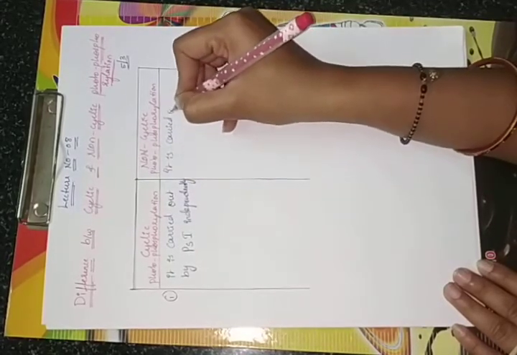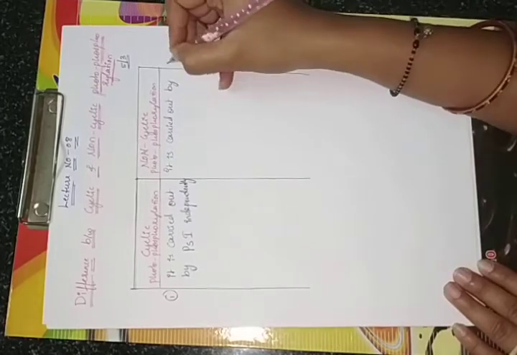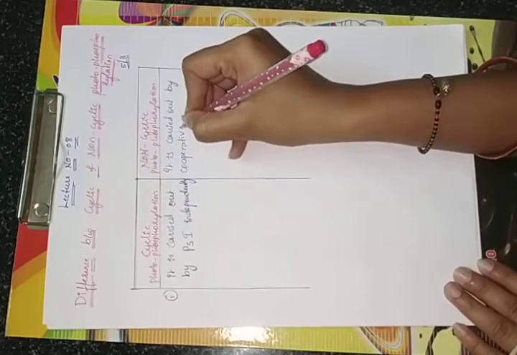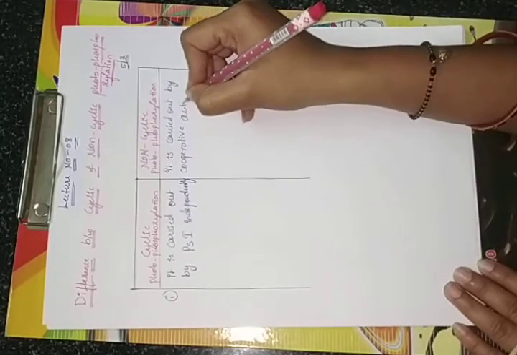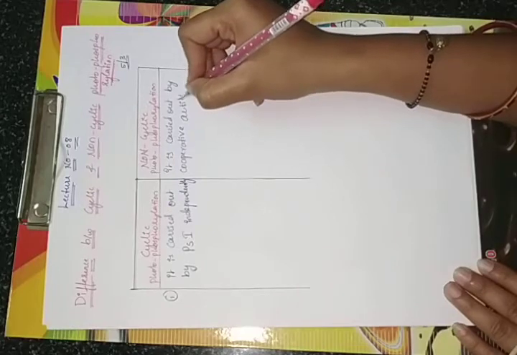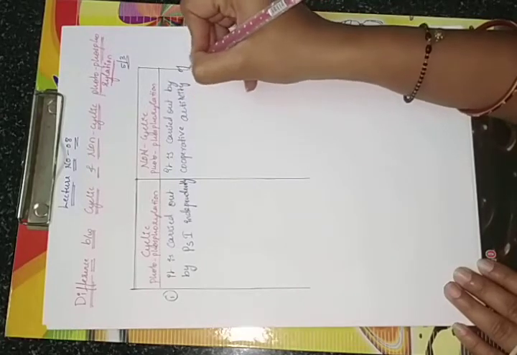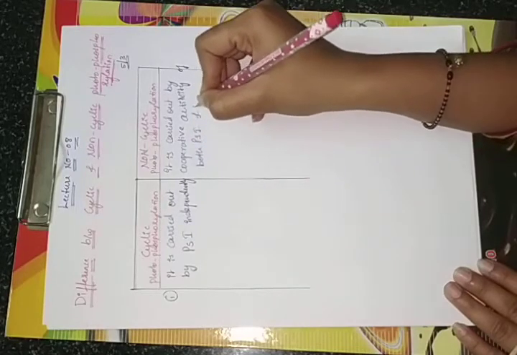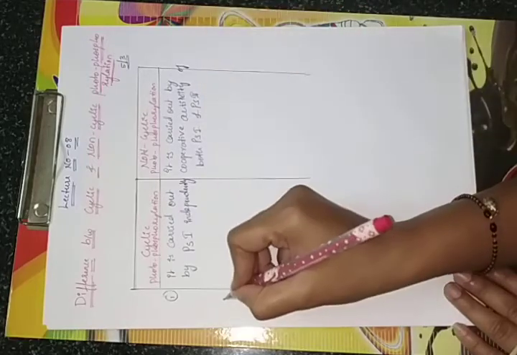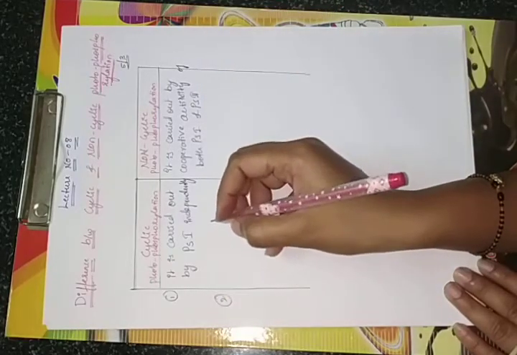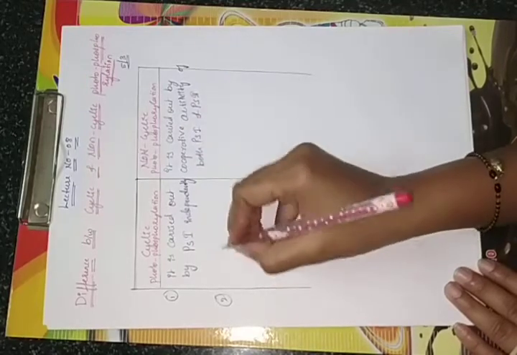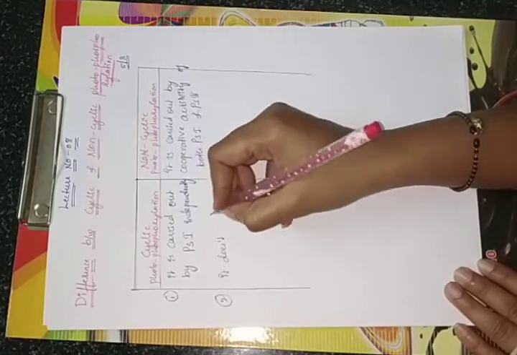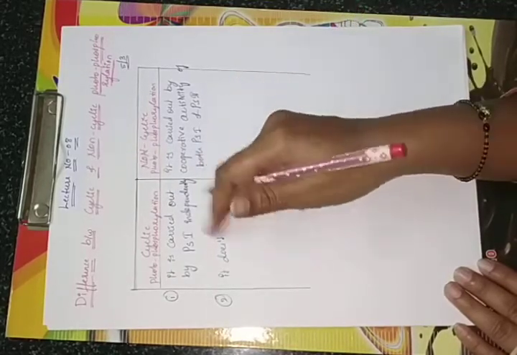It is carried out by cooperative activity of both PS1 and as well as PS2. This is the first one. Second one, cyclic doesn't require any external source of electrons. Did I explain about water splitting in cyclic?